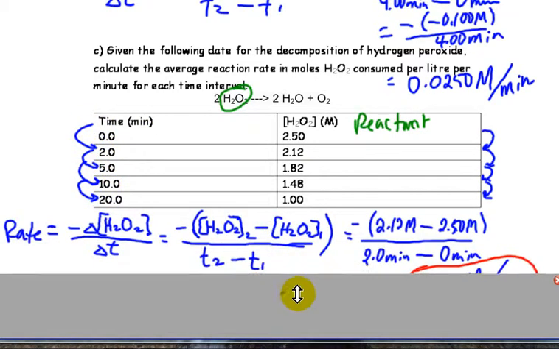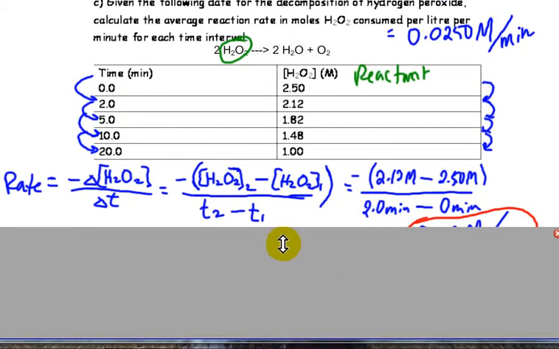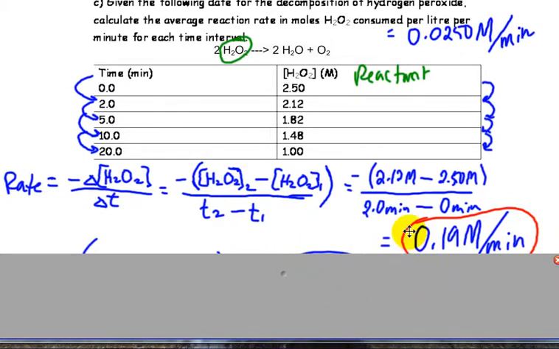So looking at the first rate going from 0 to 2, our reactant goes from 2.5 to 2.12. So T2 minus T1 is on the bottom. 2.12 minus 2.5 is on the top. And we have to use a negative because hydrogen peroxide is a reactant. So when we do that, we should get a positive number. We get 0.19 molar per minute. So the rate is decreasing by 0.19 molar per minute.